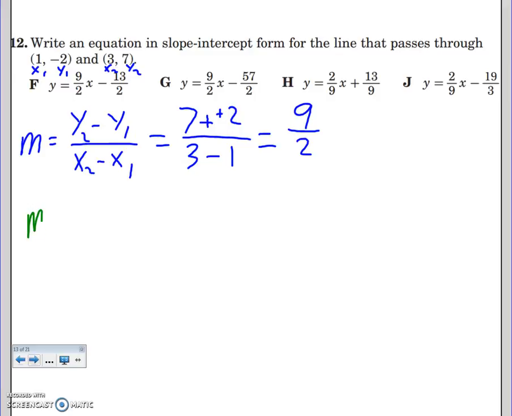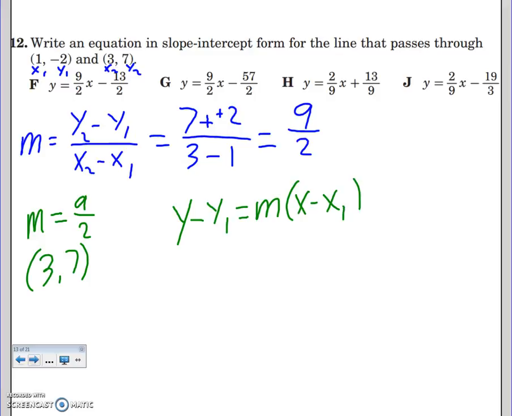So I am going to pick the one with no negative numbers. So I'll use 3, 7. So again, the formula for point-slope form is y minus y1 equals m parentheses x minus x1. I'm going to call this my x1, my y1, and I just fill it in. Y minus y1 equals m, 9/2, of x minus x1. And do some algebra.